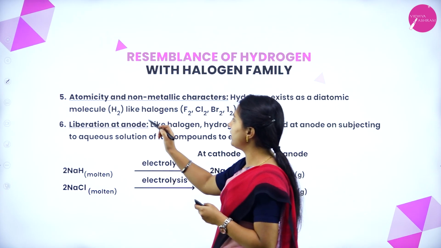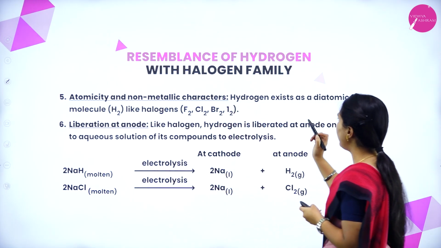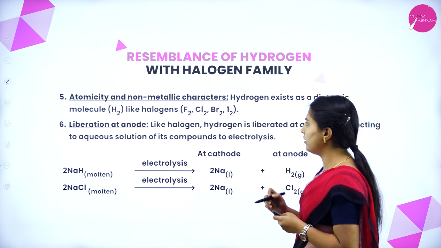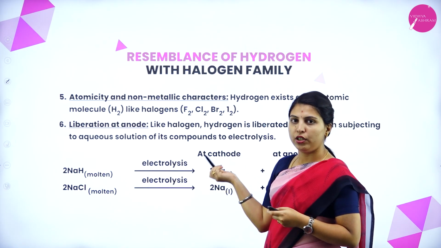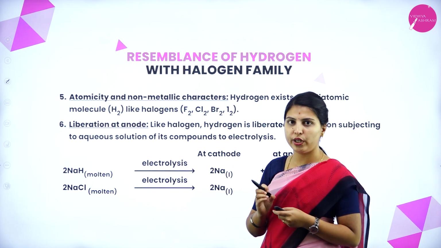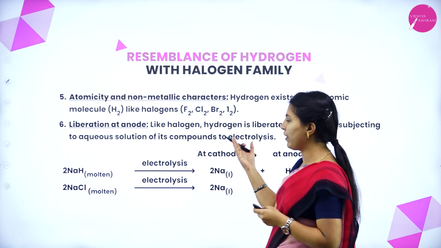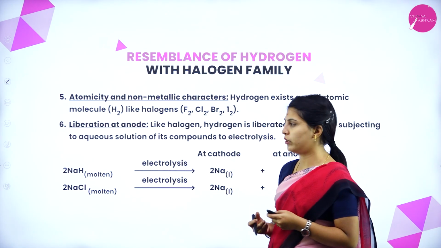This is atomicity and non-metallic character. Hydrogen exists as a diatomic molecule like halogens. Usually we will not write H only; it will be considered as H2, like F2, Cl2, Br2, I2.